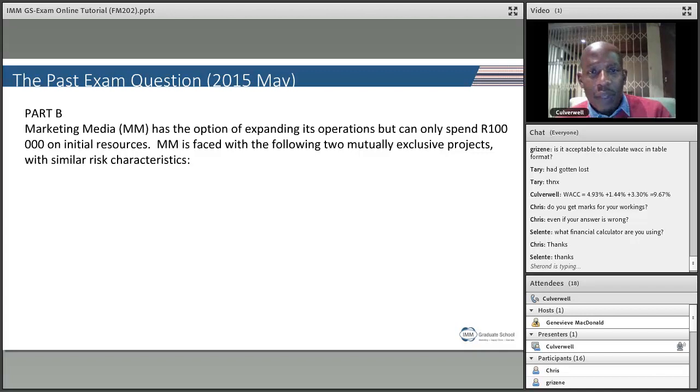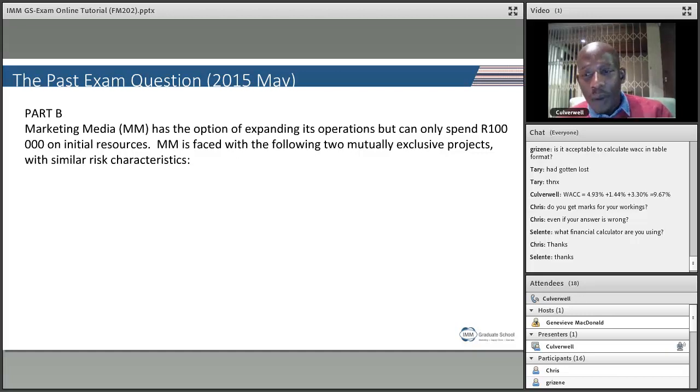MM is faced with the following two mutually exclusive projects with similar risk characteristics. What we refer to by mutually exclusive projects are projects where, by virtue of you picking one, you need to forgo the other. You can't have both. Even if they are both acceptable, you need to pick one. So you can't have both of them. That's basically what you refer to as mutually exclusive projects.